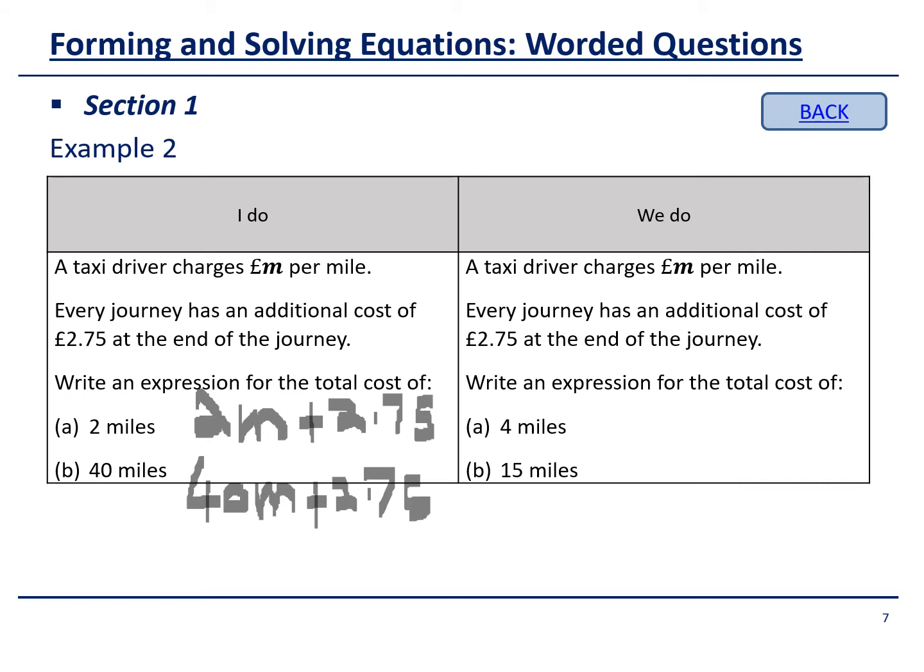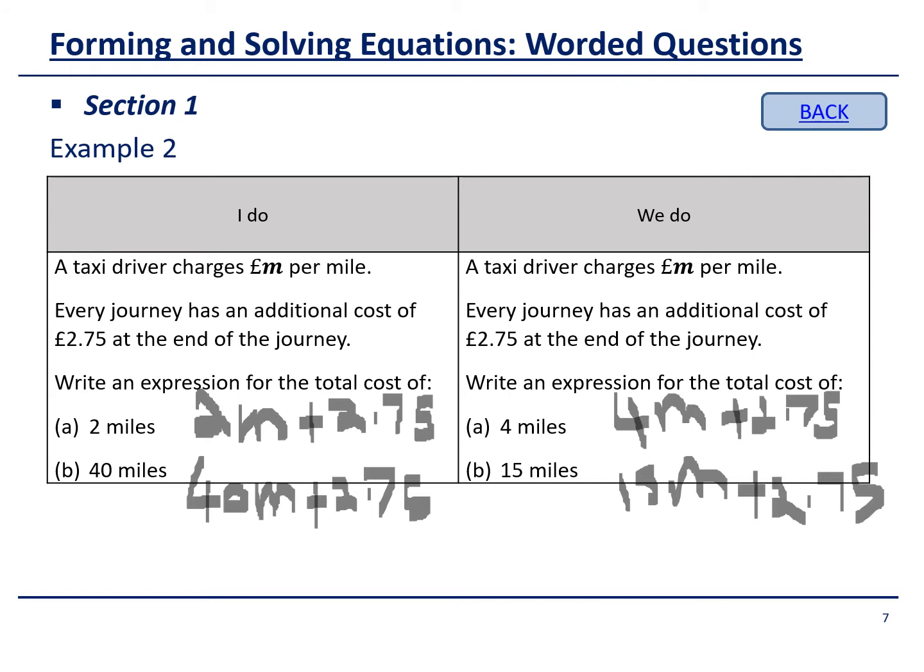Okay, pause the video, have a go at the we do, please. Superb if you got both of them right, and good progression if you got one of them right. 4m plus 2.75 for A and B, 15m plus 2.75. Okay, pretty straightforward.